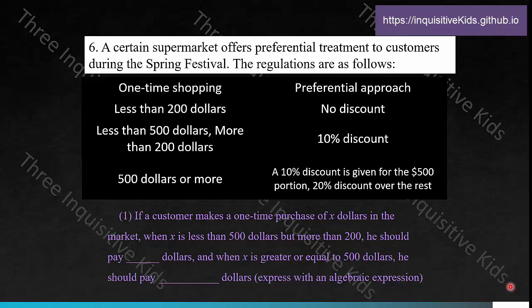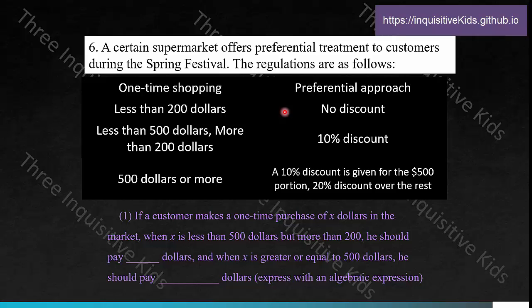6. A certain supermarket offers preferential treatment to customers during the Spring Festival. The regulations are as follows. So you might want to jot down quickly this table, and I'm not going to read it out loud.